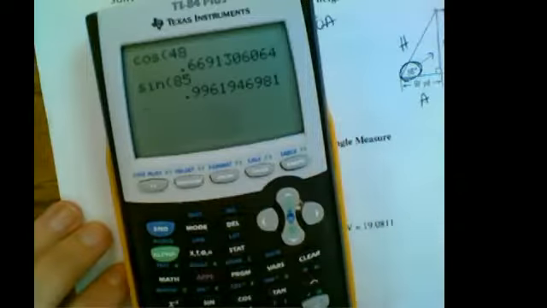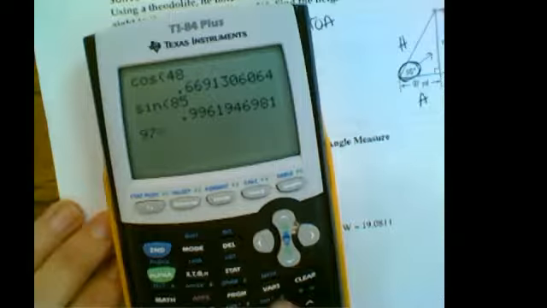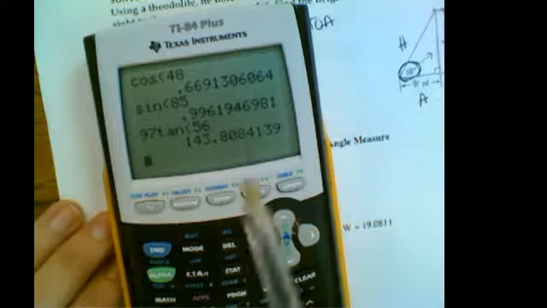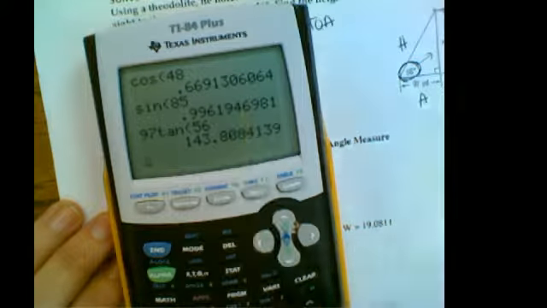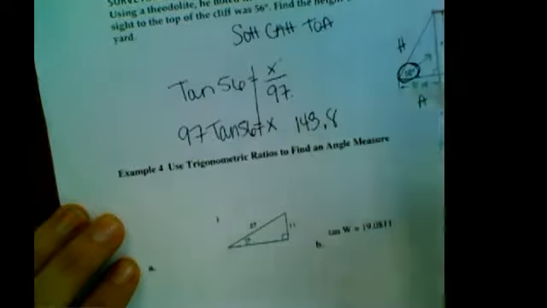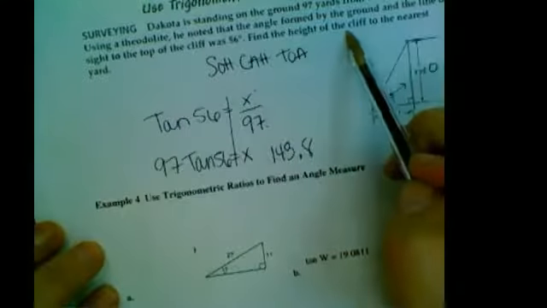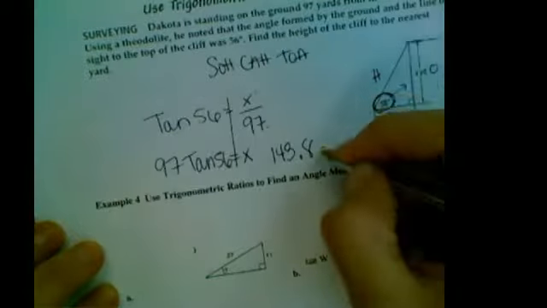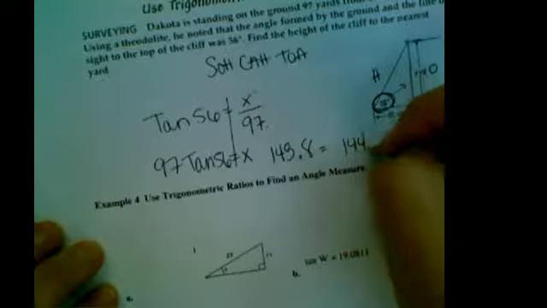This is what you're going to enter in your calculator. So you're going to do 97 tangent 56, enter. X equals 143.8. And it says to round to the nearest yard. So we're actually going to call this 144 yards.